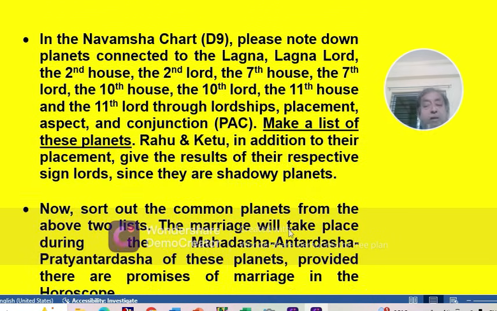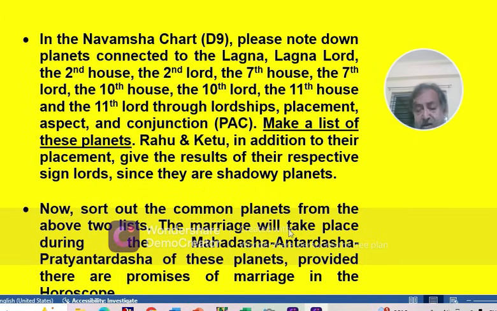Now, sort out the common planets from the above two lists. The marriage will take place during the Mahadasha, Antardasha, Pratyantardasha, Sookshmadasha, Pranadasha of these planets, provided there are promises of marriage in the horoscope, means in your horoscope. First, you have to check the promise of the marriage.